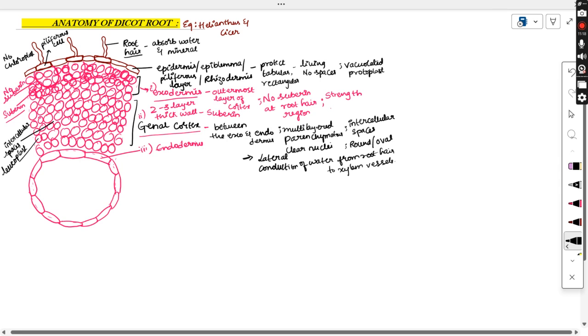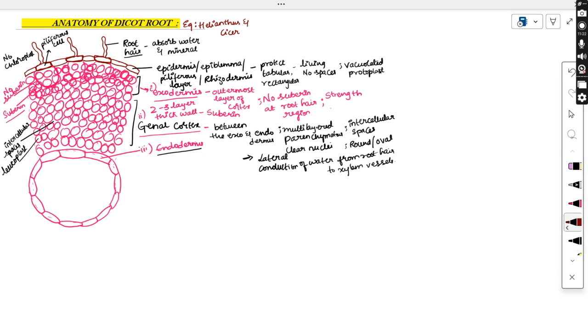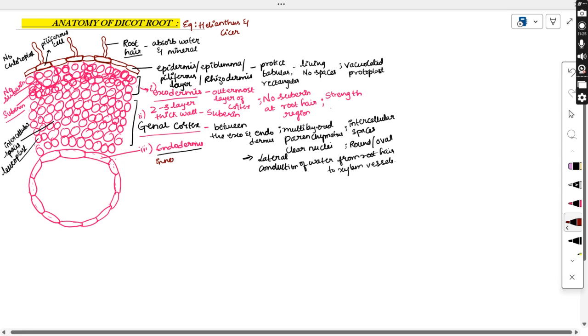And coming to the third region of the cortex, we call it the endodermis. This endodermis is considered the innermost layer of the cortex. Outermost layer is the exodermis. Innermost layer is the endodermis. And the cells present in this endodermis region are barrel shaped cells, and all these cells are tightly packed without any intercellular spaces. You cannot find any spaces here.